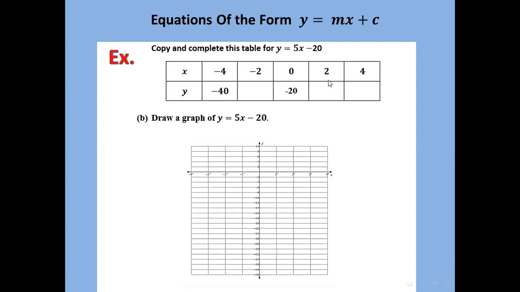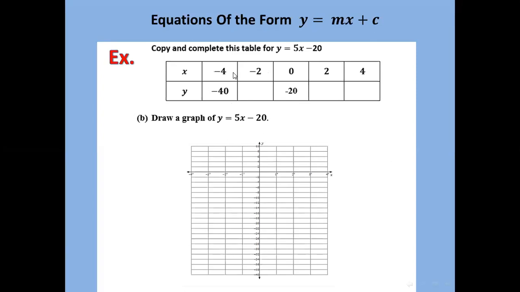2 times 5 is 10. 10 minus 20 is negative 10. Yes, negative 10. Excellent. And the last one, for 4? It's 0. Yes, if you substitute it, 4 times 5 is 20, and 20 minus 20 is 0. Thank you, Lean.